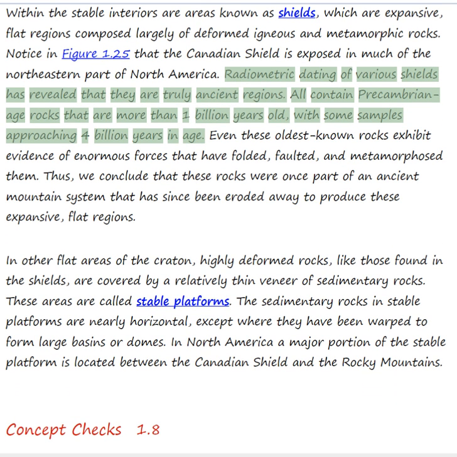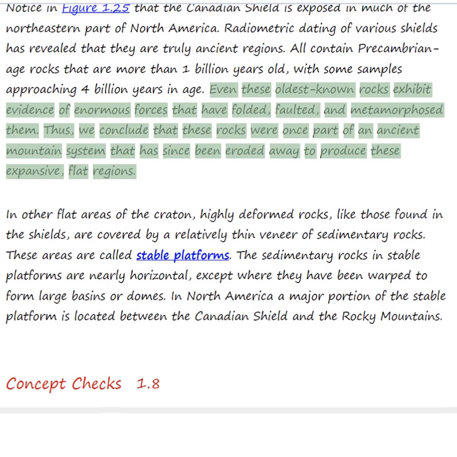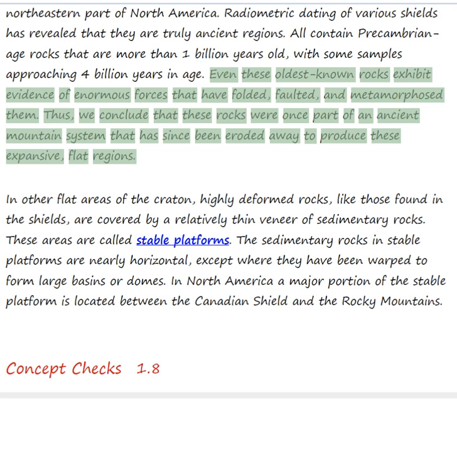Radiometric dating of various shields has revealed that they are truly ancient regions. All contain Precambrian age rocks that are more than 1 billion years old, with some samples approaching 4 billion years in age. Even these oldest known rocks exhibit evidence of enormous forces that have folded, faulted, and metamorphosed them. Thus, we conclude that these rocks were once part of an ancient mountain system that has since been eroded away to produce these expansive, flat regions.